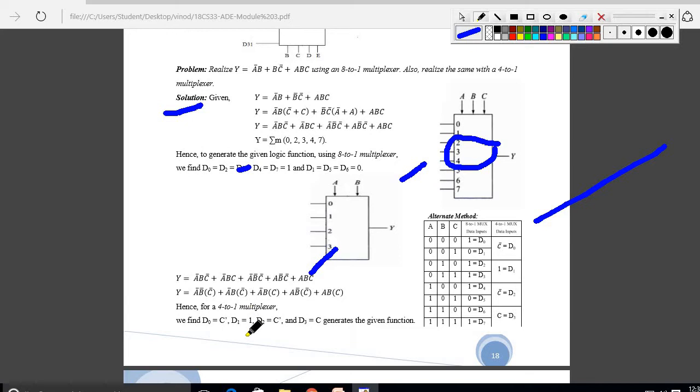You have a doubt, no? Because here c bar is there, here c is there, because there are two terms available for 0 1. One is c bar and one is c. If you add those two, c plus c bar, it will be 1, right? So for that reason they have written 1 here. Okay, so the third term is c bar, and the fourth term d3 is c. Like that it will be generated.